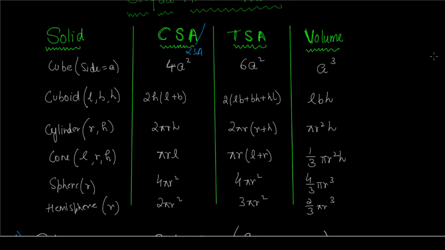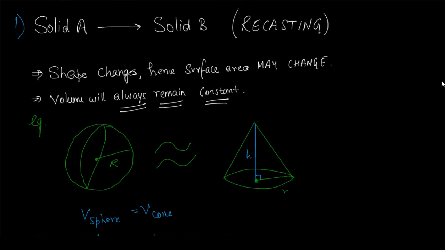Now, in this chapter, there are some concepts as well. Along with formulas, there is some conceptual thinking which we need to understand. So let's understand those concepts for now. Now, there is the concept of recasting. Recasting means that I am melting a solid and converting it to another solid.